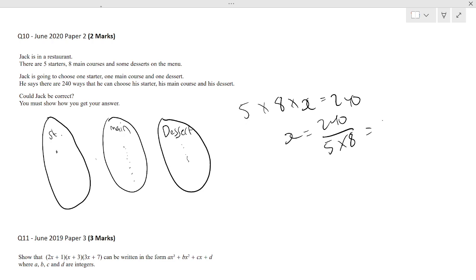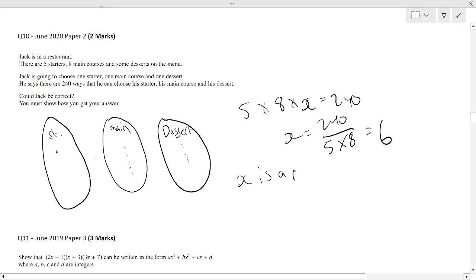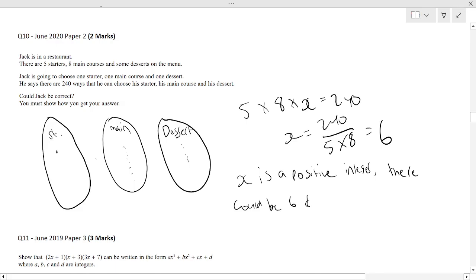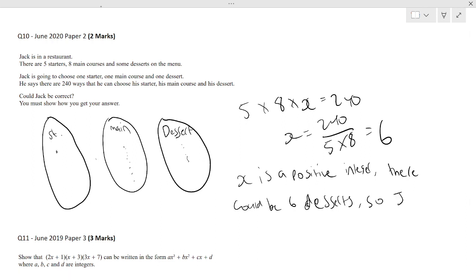you get 6, okay? Well, 6 is a perfectly valid number, right? It makes sense. It's a positive number. It's quite small, I guess. But it's a positive whole number. So there can be 6 desserts. So Jack could be correct, right?